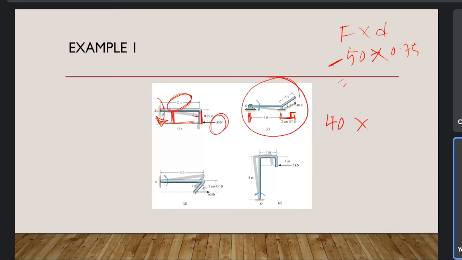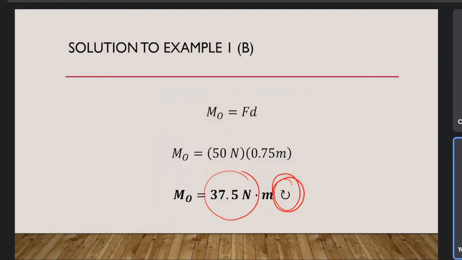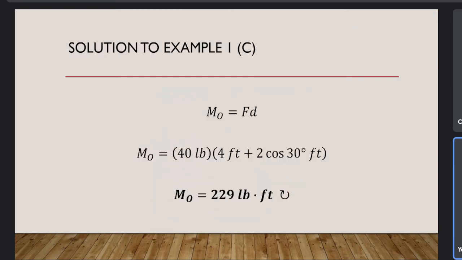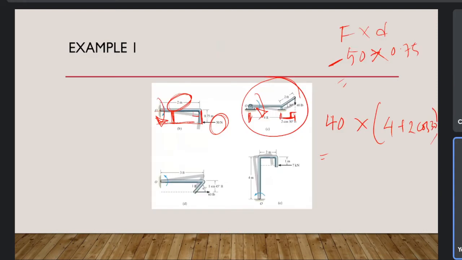40 newton times 4 feet plus 2 cos 30. That should be the case, and clockwise is the positive here. As I mentioned, 2 cos 30 plus 4, 40 pounds, which is also clockwise. That should be equal to 229.29 pound-feet, since the unit given is pounds and feet.